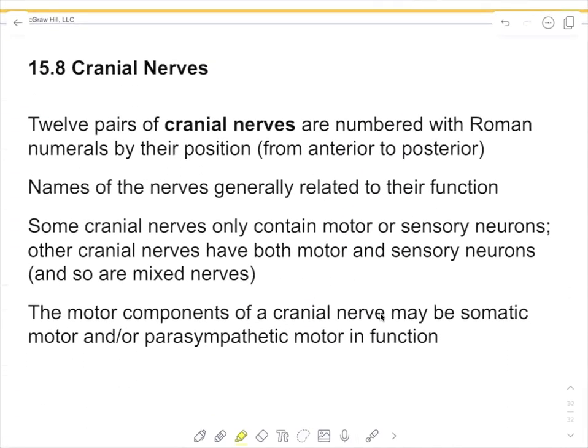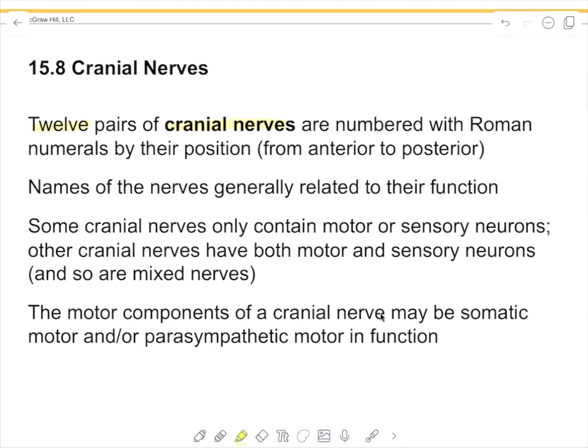So we've talked about the brain. The last part of your chapter is on cranial nerves, and there are 12 pairs of cranial nerves. They're numbered using Roman numerals by position, starting anterior and moving to posterior. And the names of the nerves generally relate to the function. So oftentimes you can figure out what the function is just based on the name.